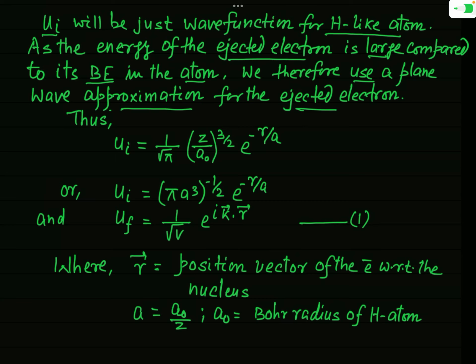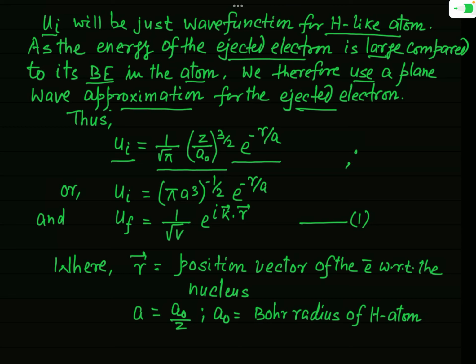Okay. So now you can write what these electronic wave functions will be. As UI, you have seen that this will be a wave function for a hydrogen-like atom. So UI is given as 1 over root pi, z over a naught whole to the power 3 by 2, e to the power minus r by a. You know, this z is the atomic number, and a naught is the Bohr radius for hydrogen atom. Okay, and this r is the position vector of the electron with respect to the nucleus.